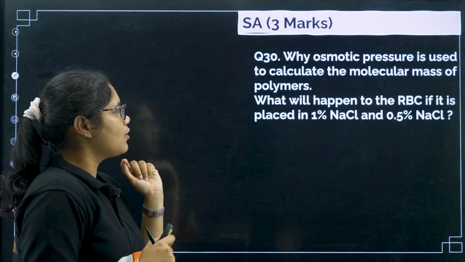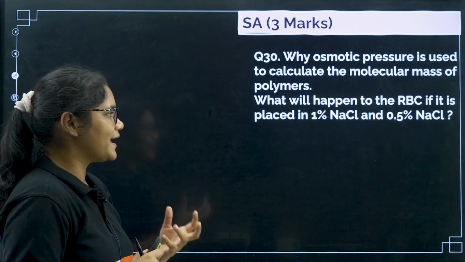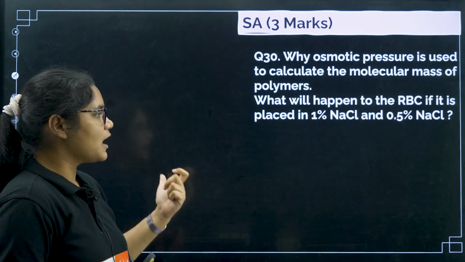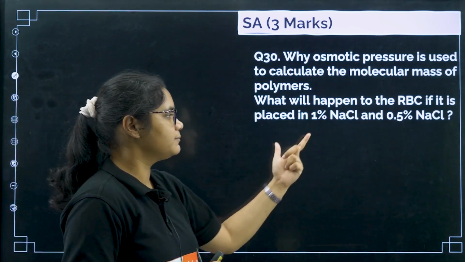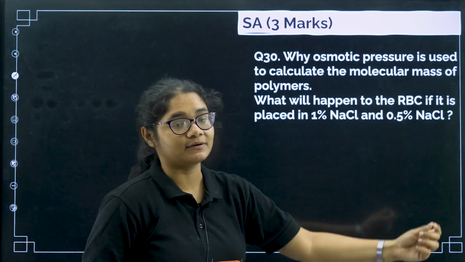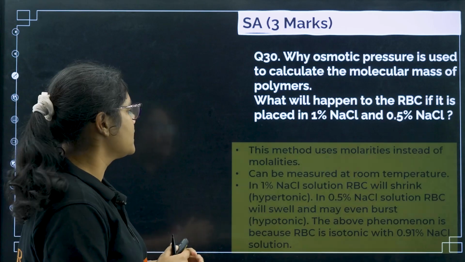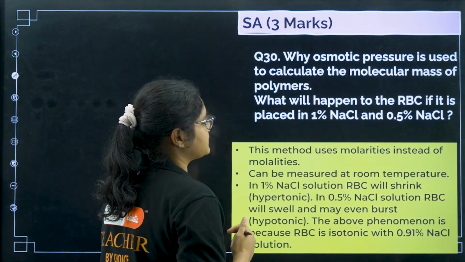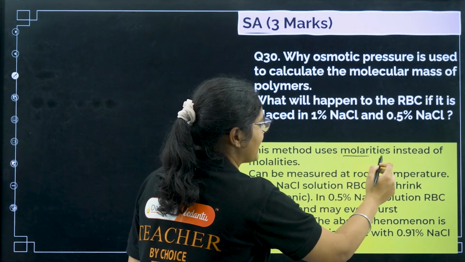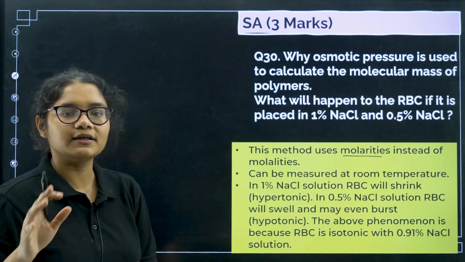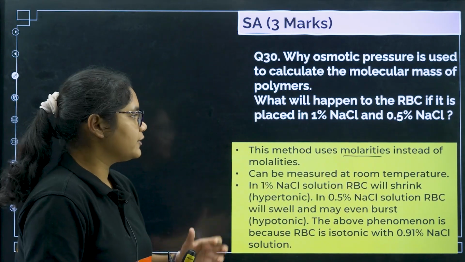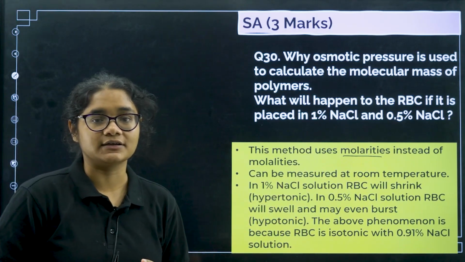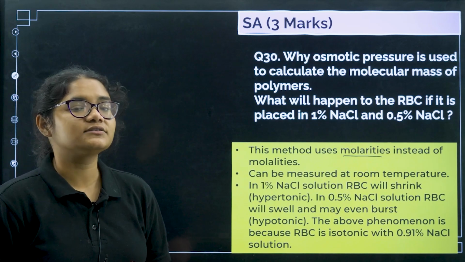Next question. Why is osmotic pressure used to calculate the molecular mass of polymers, and what will happen to the RBC if it is placed in 1% NaCl and 0.5% NaCl solution? Okay, so now you see this method is used. First of all, why is osmotic pressure used? Because this method uses molarities instead of molalities. All others use molality, right? Here osmotic pressure is the only thing where we use molarity. So that is why it is considered to calculate the molecular mass of the polymers.